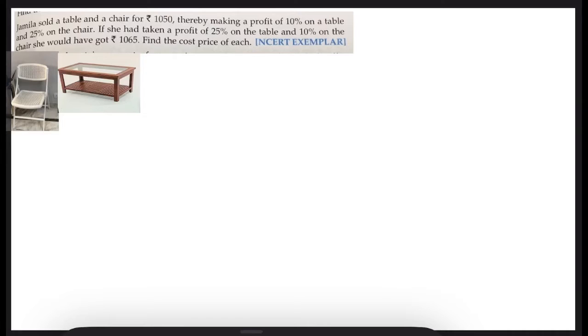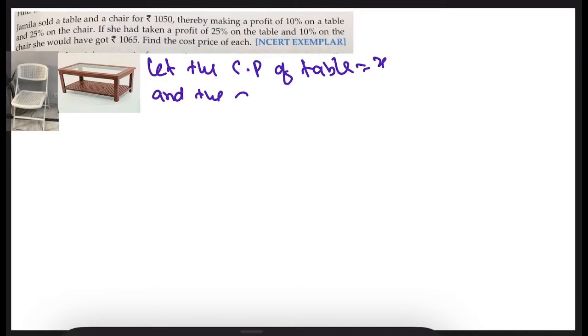So, we do not know. So, let us write, let the cost price of table equal X and the CP of chair equal Y. Okay. Now, what is he saying? Together the selling price of table and selling price of chair, she is getting 1050 rupees.